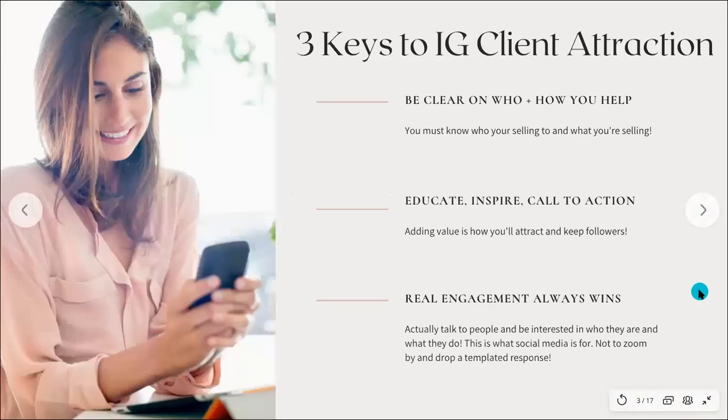So the 3 keys to client attraction on Instagram is to be super clear on who you are and how you help. So I'm going to be showing you how to do that, but you must know who you're selling to and what you're selling to them. And I think even though this sounds rote and obvious, it's not actually. For a lot of people on Instagram, they just think that they need to post every single day, or they need to make sure that their content looks good, or they need to make sure that they have quotes that really will attract people. But all of those things are super surface level. When someone comes to your page, they want to know exactly who you are, what you sell, and how you can help them specifically. And I'm going to show you techniques on how to actually do that for yourself and for them.